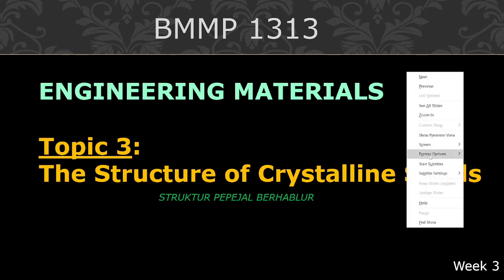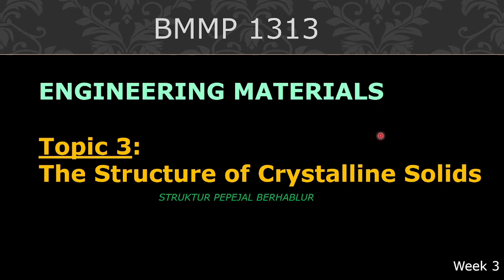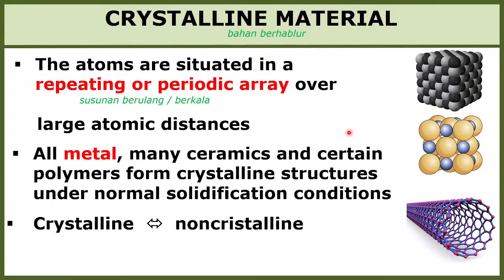Okay, last week we have learned about atom and atomic bonding. So this week we will learn about structure of crystalline solid. We learn about how the atom is arranged in a solid. Atom is arranged in a repeating or periodic array over a large atomic distance. Almost all metals, many ceramic and certain polymer have crystalline structure under normal solidification condition.